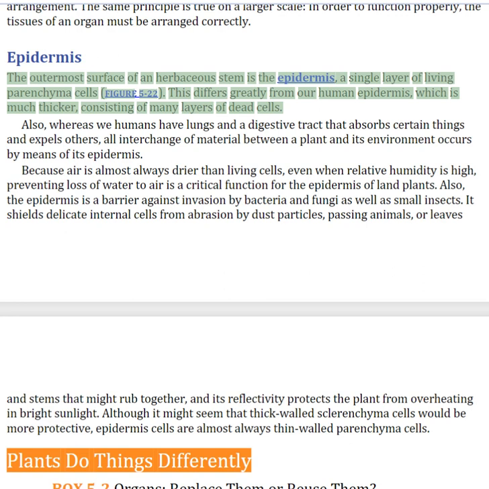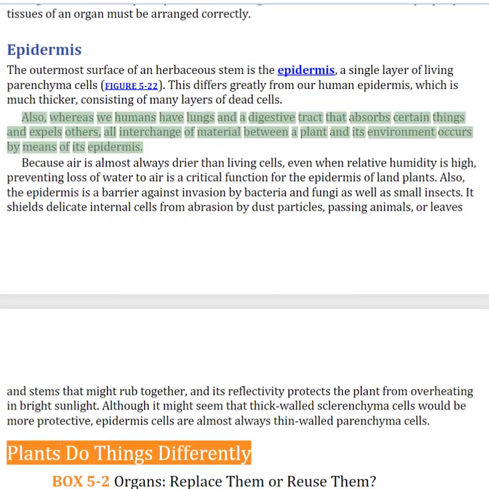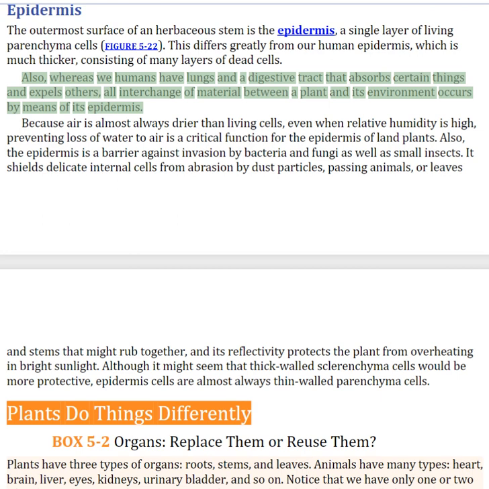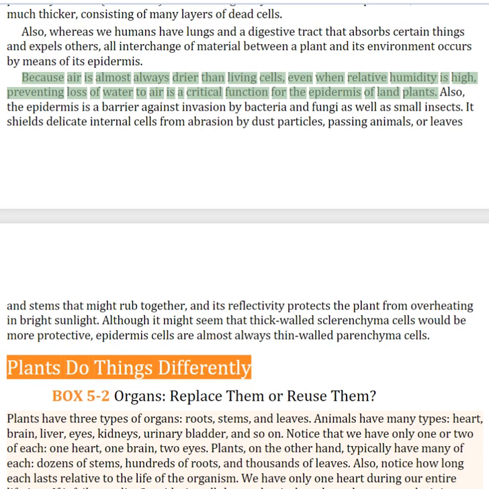This differs greatly from our human epidermis, which is much thicker, consisting of many layers of dead cells. Also, whereas we humans have lungs and a digestive tract that absorbs certain things and expels others, all interchange of material between a plant and its environment occurs by means of its epidermis. Because air is almost always drier than living cells, even when relative humidity is high, preventing loss of water to air is a critical function for the epidermis of land plants.